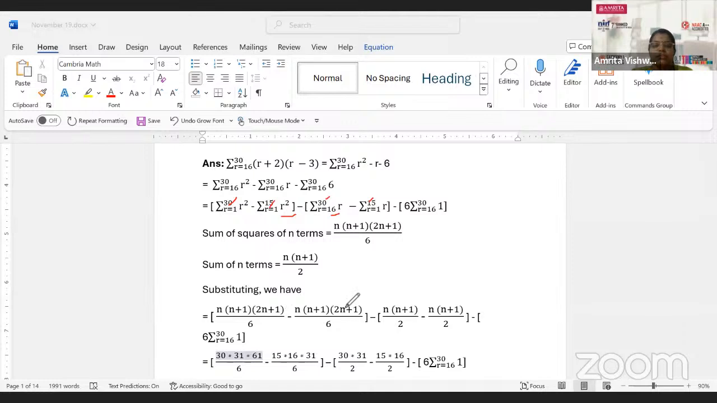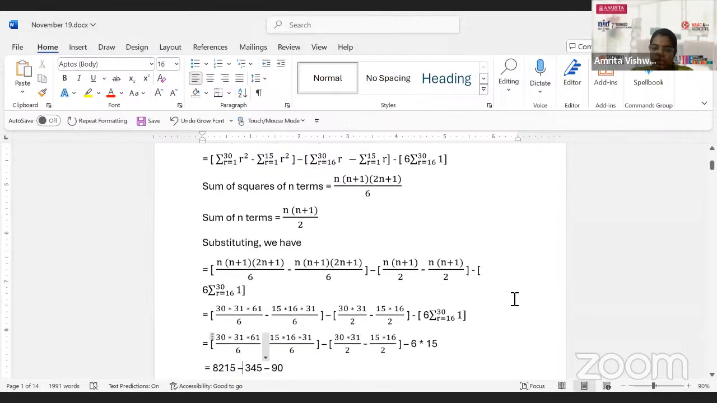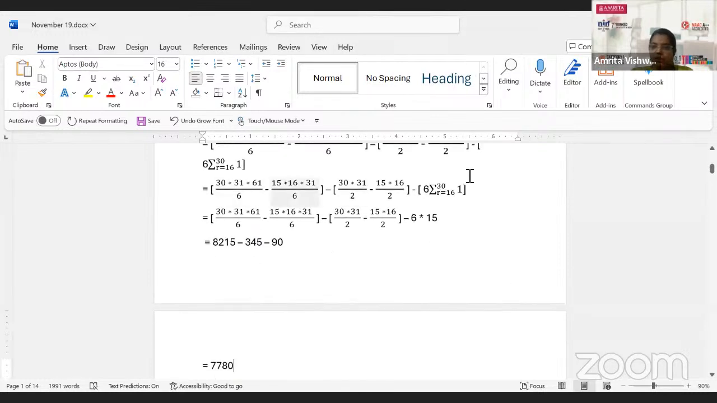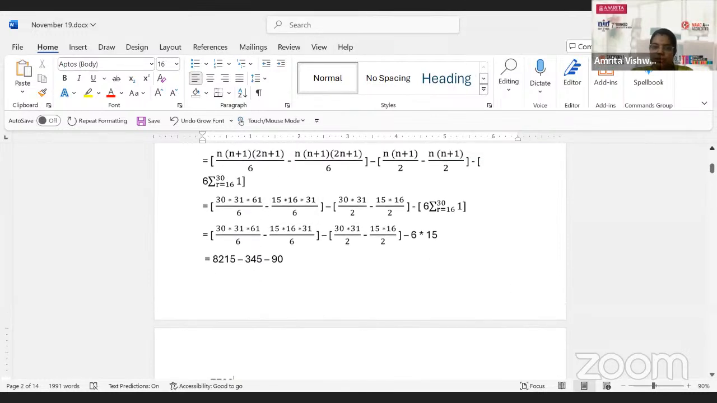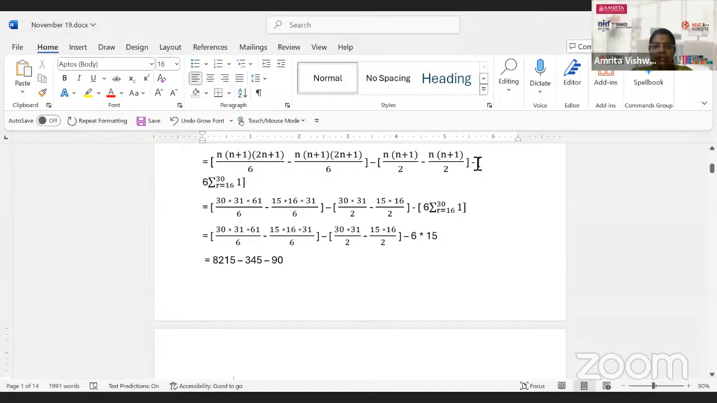You can directly substitute the values here. N is 13. So this becomes 30 into 31 into (2n plus 1) by 6 minus 15 into 15 plus 1 into (2n plus 1) by 6. And this is n into (n plus 1) by 2.